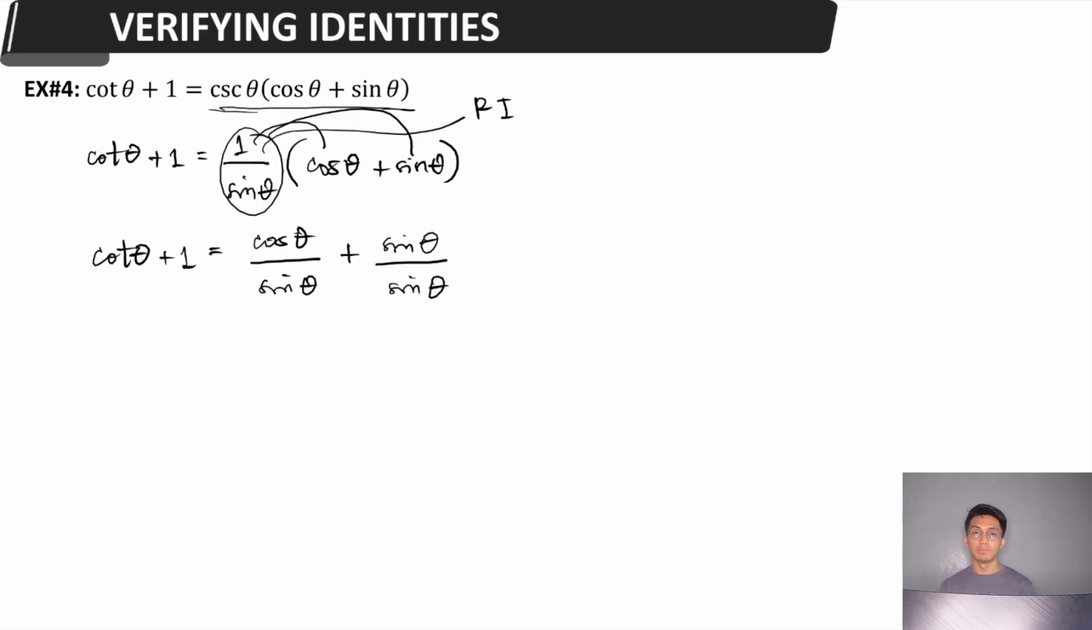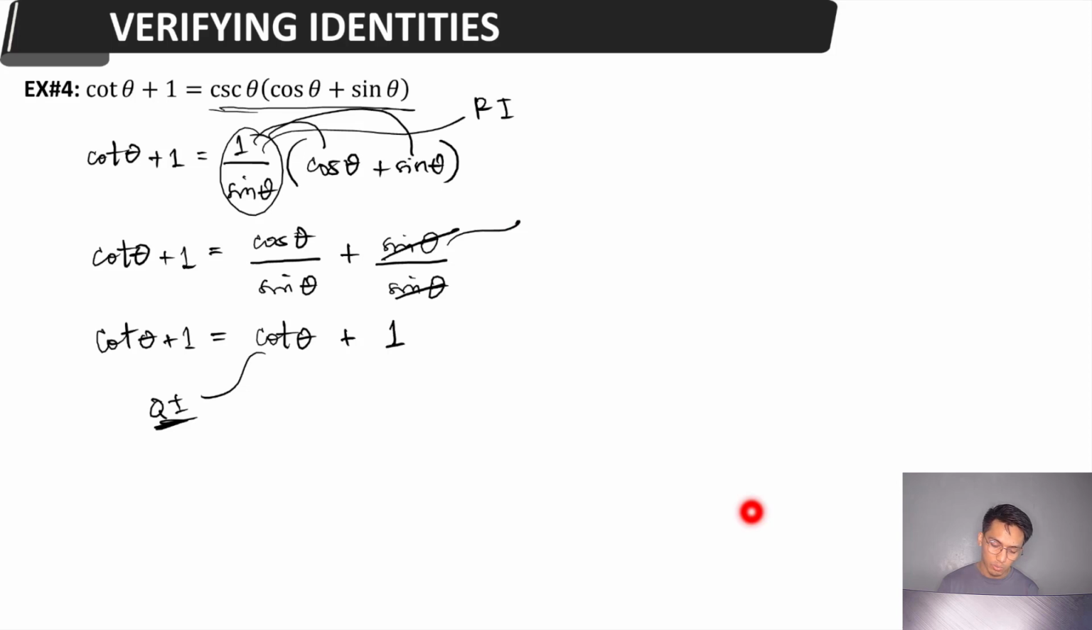And then we simplify again. This is cotangent theta plus 1 cosine theta over sine theta by quotient identity. This is cotangent theta. So ito, ginamitan natin ng quotient identity. Plus sine theta over sine theta, cancel. This is equal to 1. So ibig sabihin, ito na yung ating solution for example number 4.